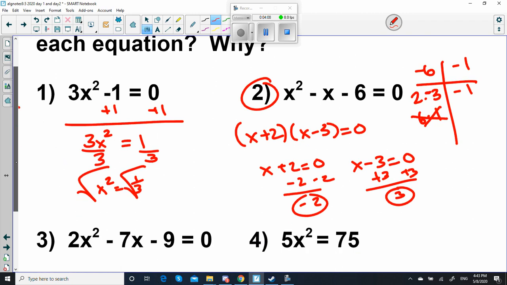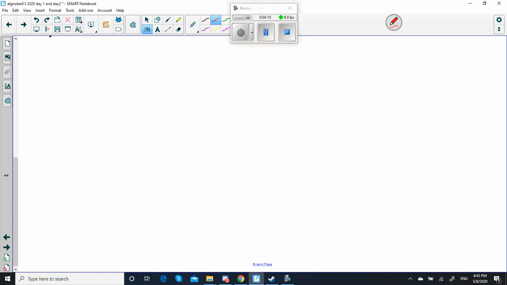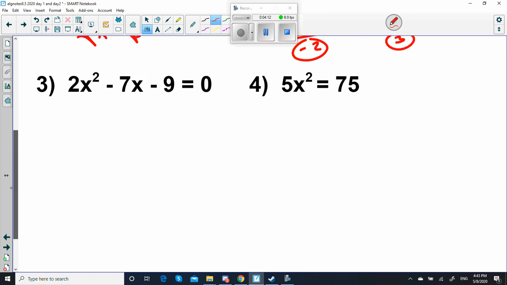Okay, so let's look at number 3. I'm looking for factors of -18 that give me -7. I'm thinking 9 and 2. -9 times 2 is -18. If I add them, I get -7. Yeah, I'd use factoring there too.